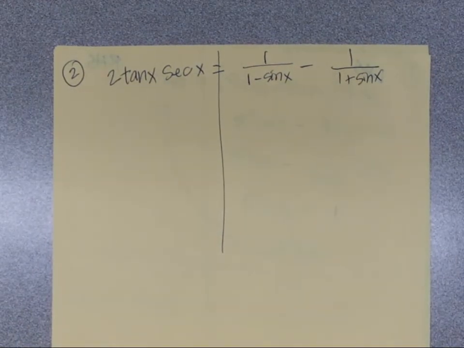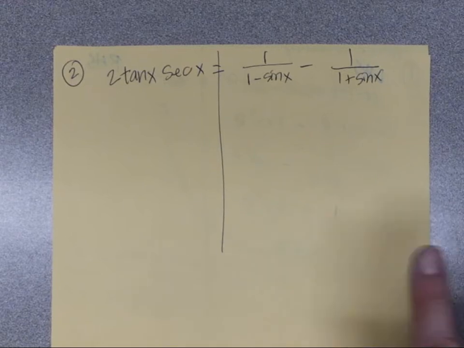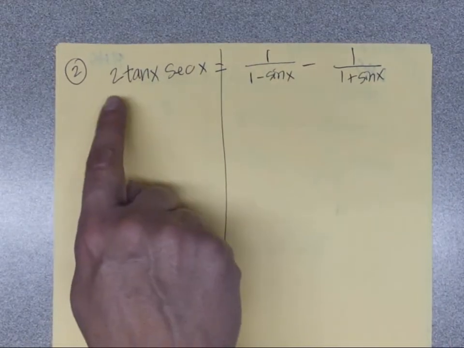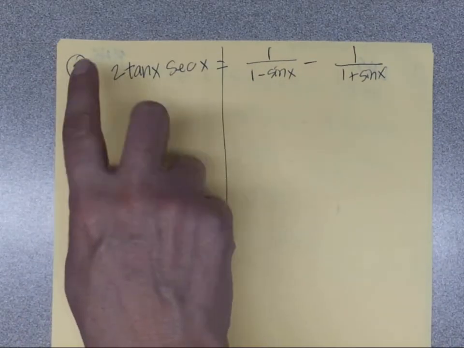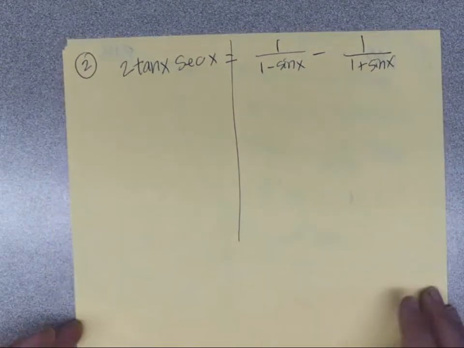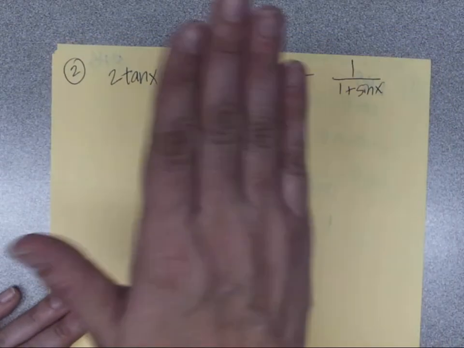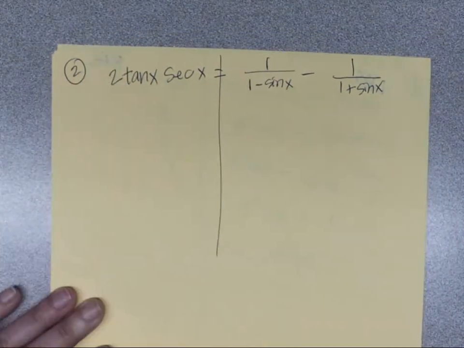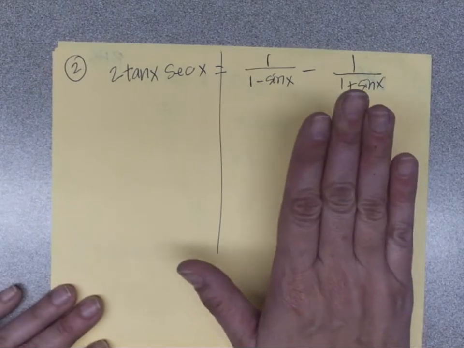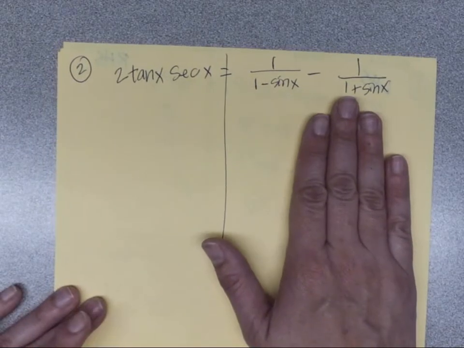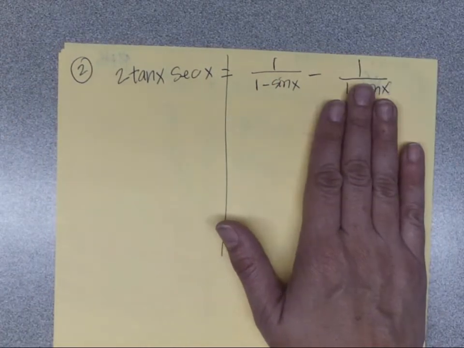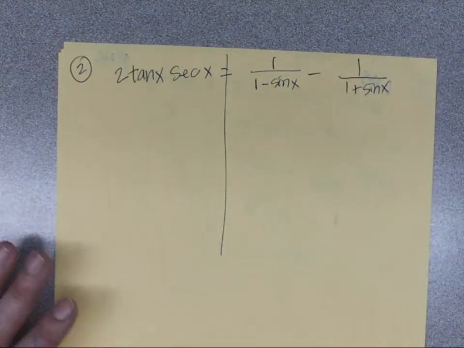You want to pick the more complicated side. The more complicated side is usually the bigger side, or the side that has more terms than the other. Usually it's easier to turn 2 terms into 1 term than it is to take your 1 term and turn it into 2 terms. So I would encourage you to start with this side. You can do it starting with this side, I just feel like it's more difficult. So I'm going to start over here with the right-hand side, and I'm going to turn it into the left-hand side.